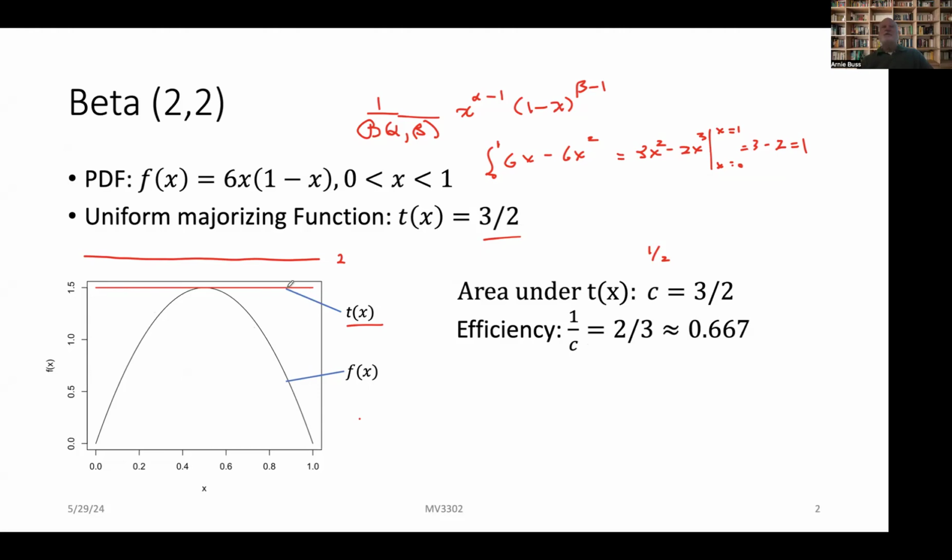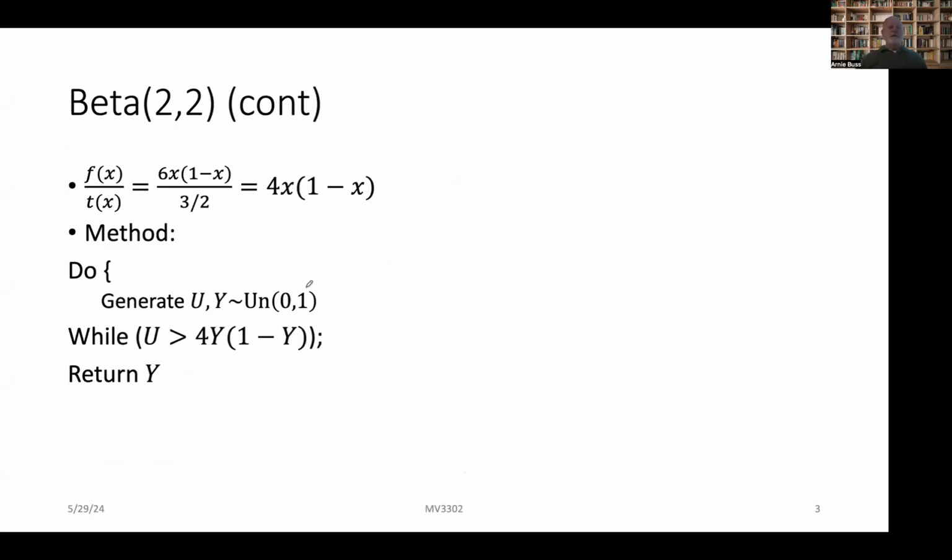So the shape of this is a uniform distribution, and so we generate from that uniform distribution as our test, but the key ratio is the original density to that majorizing function itself, not to the majorizing PDF. Those are two different things. And so just plugging in, our majorizing function is 3/2, our density is 6x(1 minus x). So when we do all that, we get 4x(1 minus x).